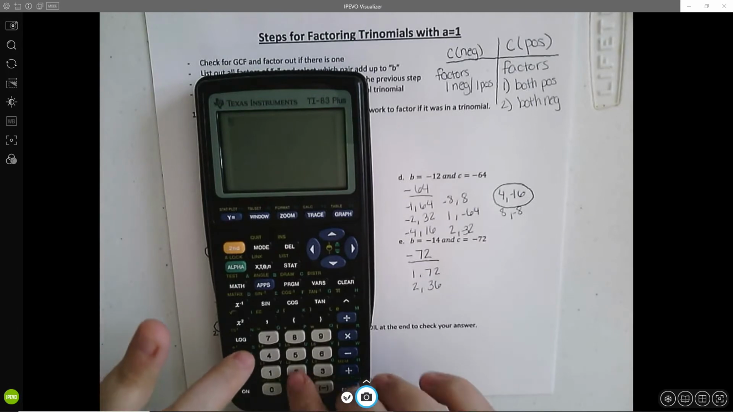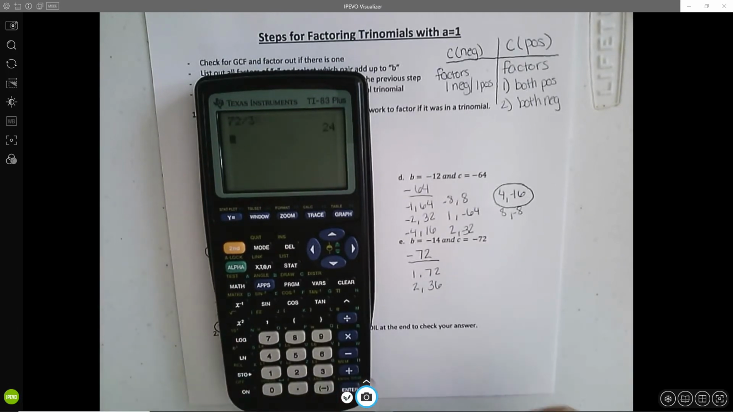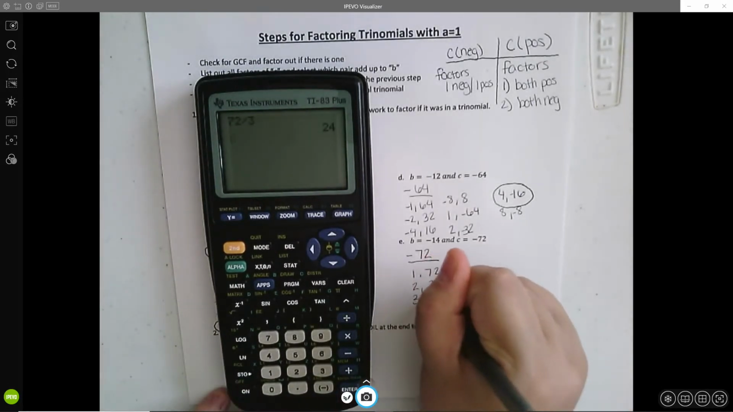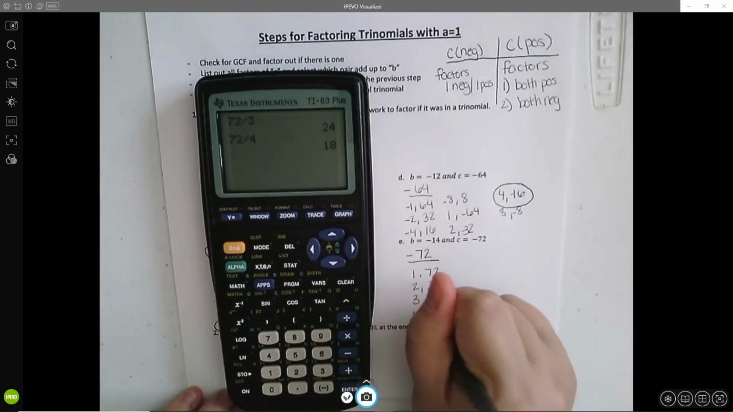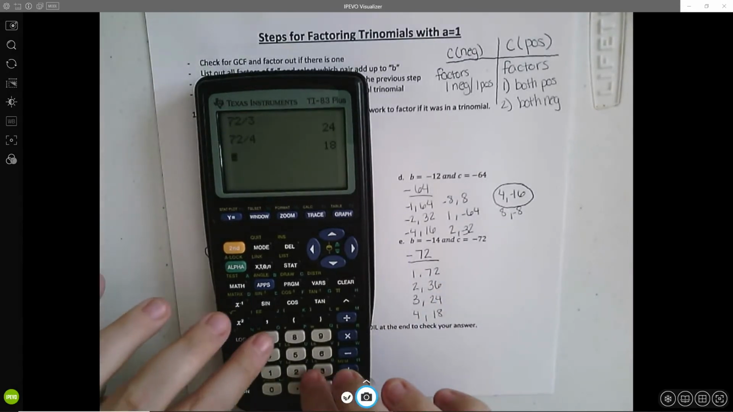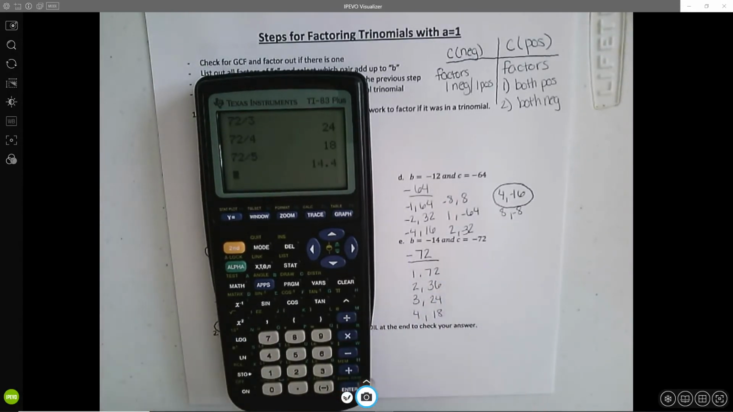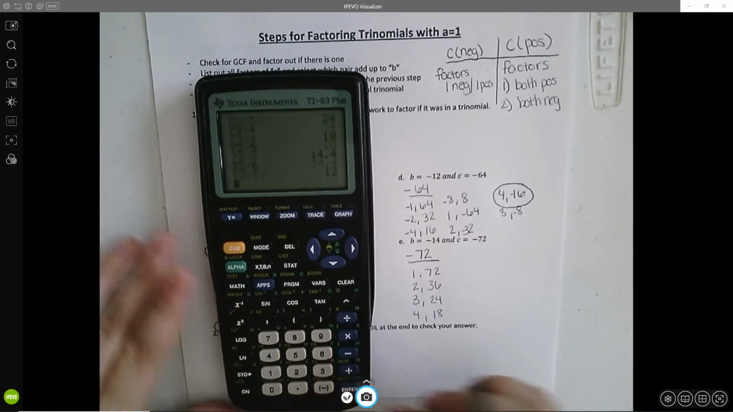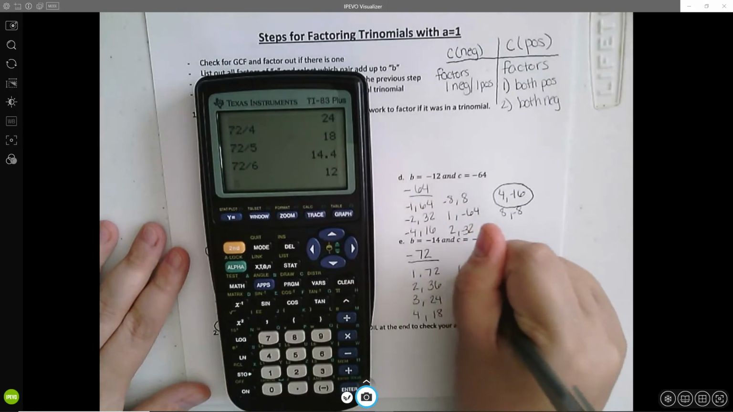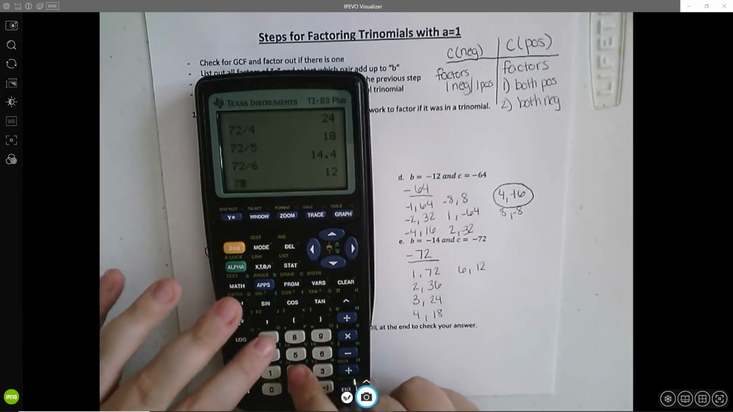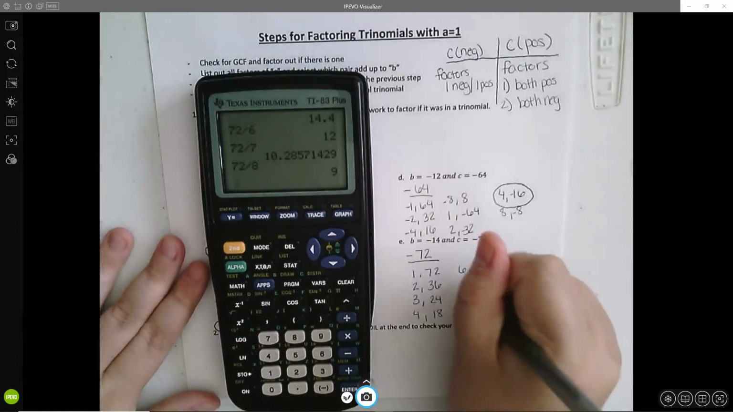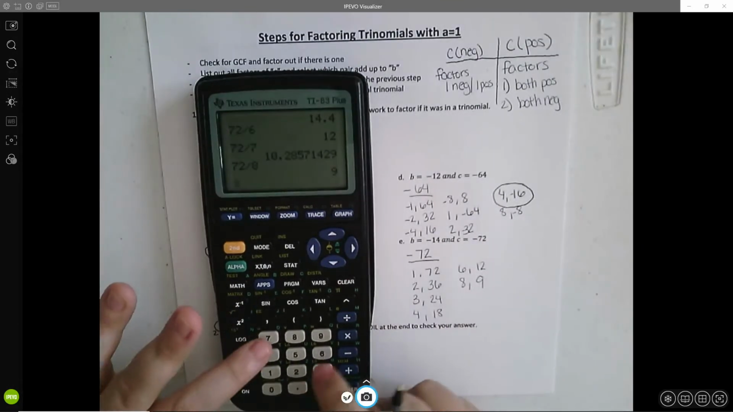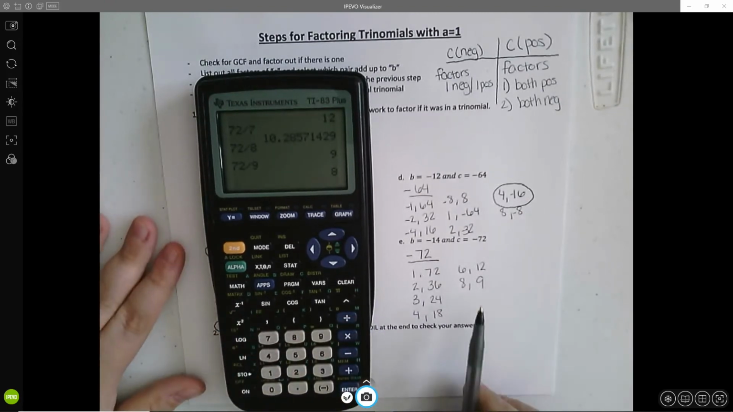72 divided by 3. Always check the next number up. 3 and 24. 72 divided by 4. 4 and 18. 72 divided by 5. Since it gave me a decimal, it doesn't work. 72 divided by 6. I have 6 and 12. 72 divided by 7. 72 divided by 8. I have 8 and 9. 72 divided by 9 would give me my first repeat.